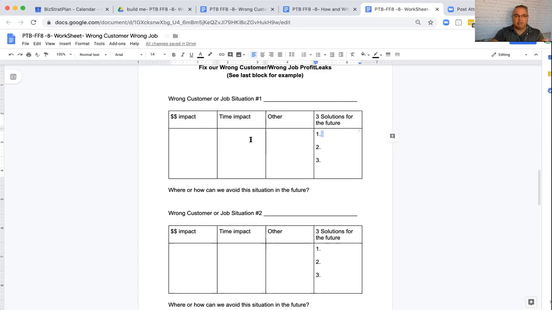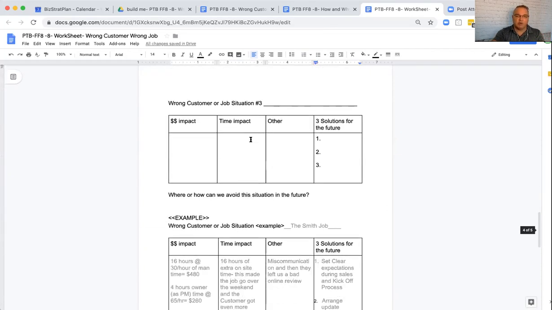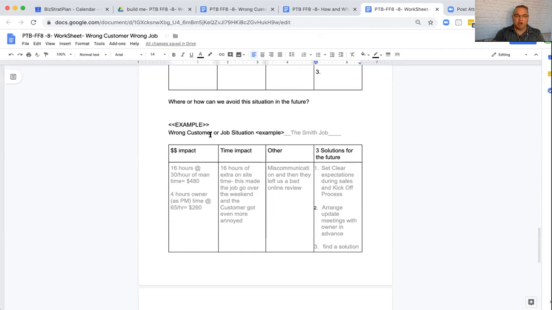So I've given you a couple of blank spots, and then just for fun, I filled one in for you. Here's an example of the wrong customer or job situation. The Smiths. There's always the Smith job, right? Anyways, here's the example of the Smith job. The cash impact of whatever this problem was, I said 16 hours at $30 per hour of man-hour time. That's $480. And then there's 4 hours of the owner working as a project manager at $65 an hour. That's another $260. So whatever problem we had at the Smith job added up to $700, right?